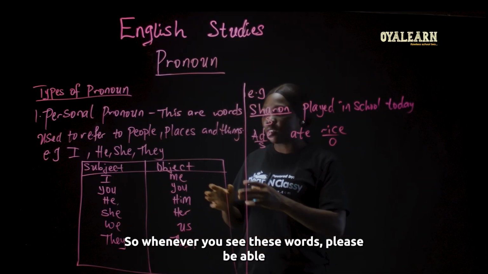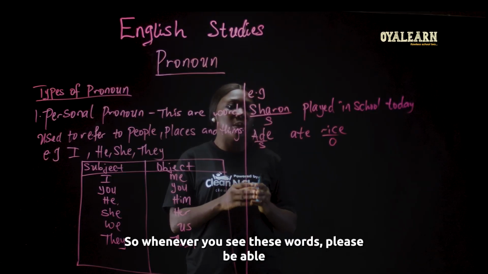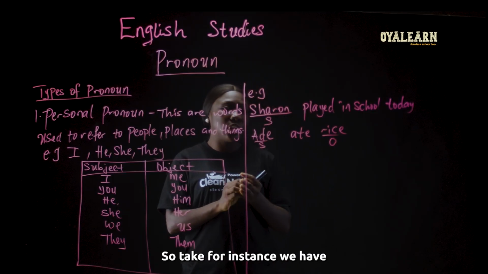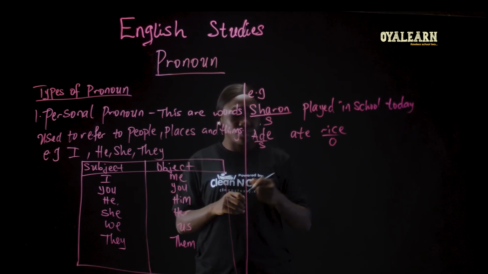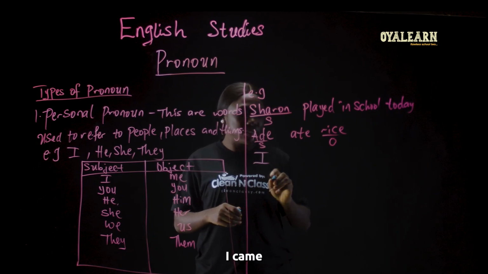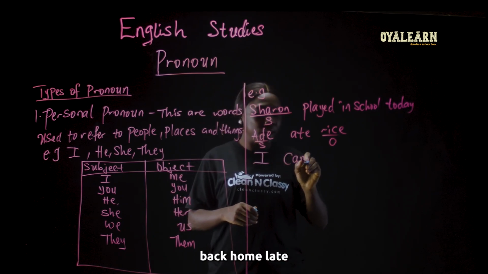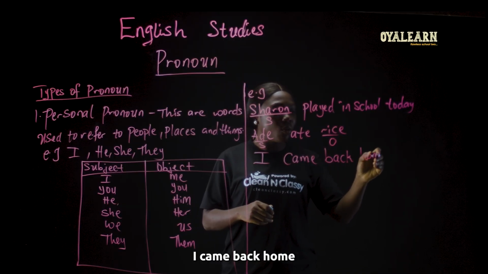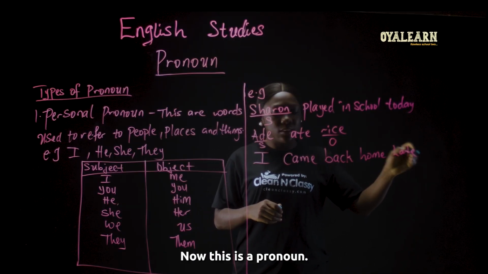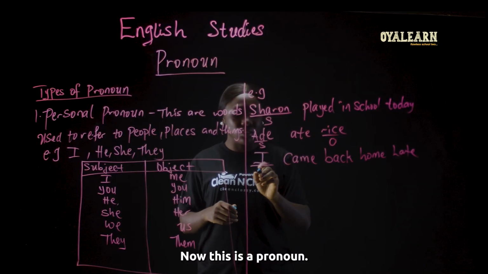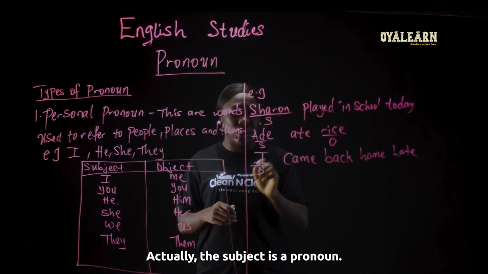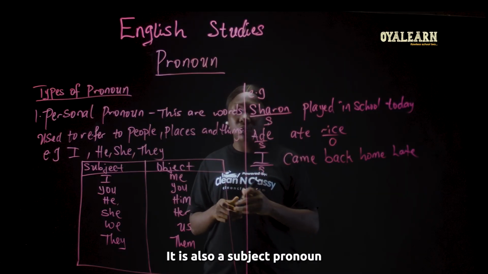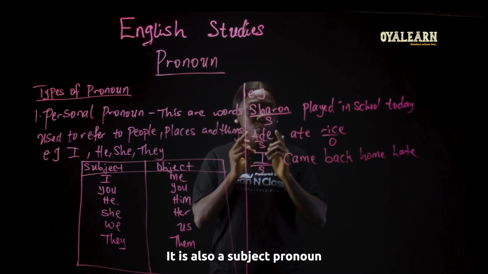So whenever you see these words, please be able to identify their position. Take, for instance, the sentence: I came back home late. Now, this is a pronoun. It is actually the subject, and it's not just a pronoun, it is also a subject pronoun.